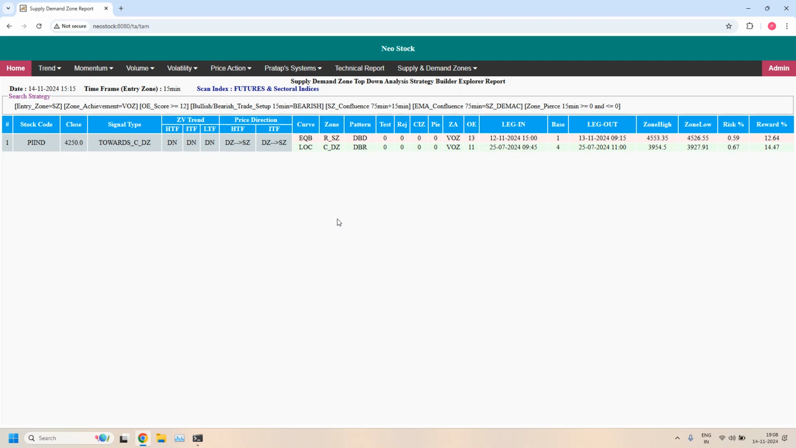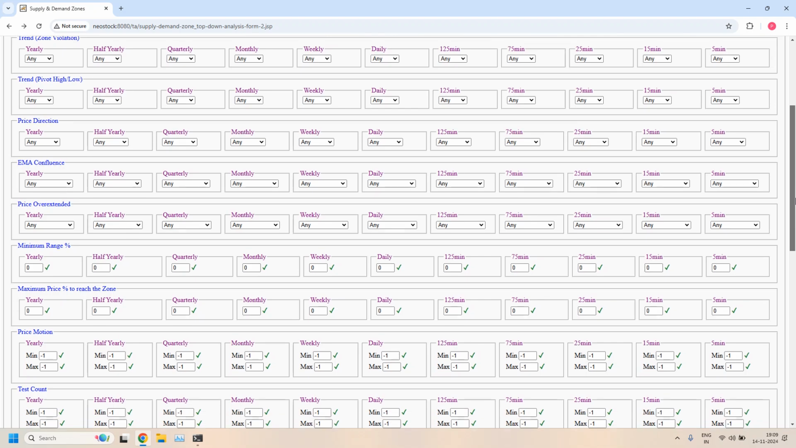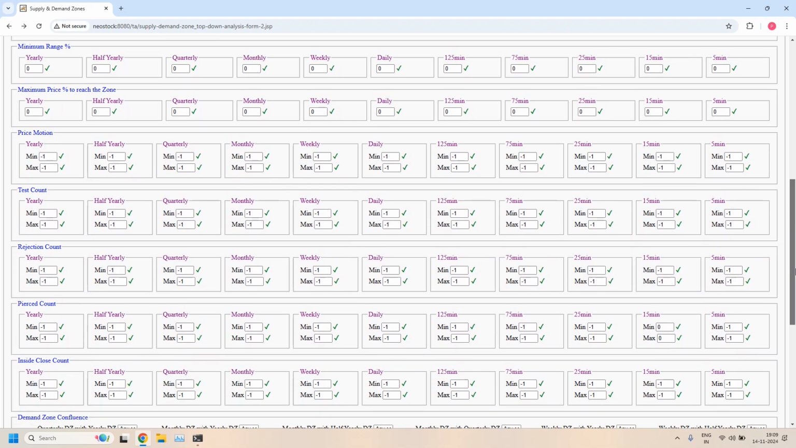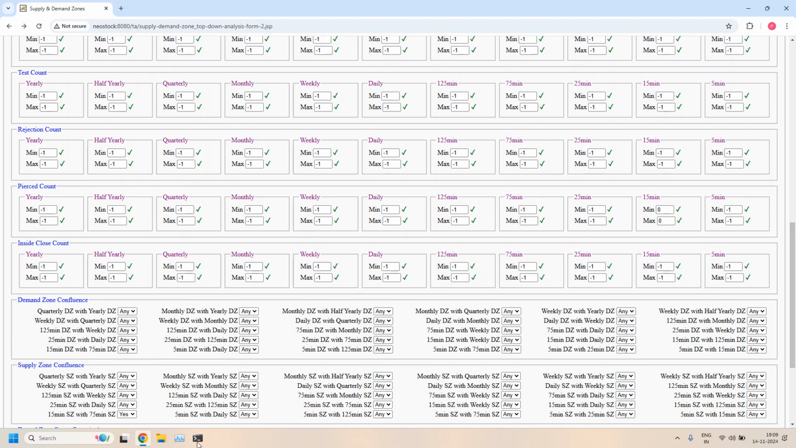Okay, next let us look for LTF, ITF and HTF supply zone confluence. I'm removing the EMA filter. LTF, ITF, HTF supply zone confluence. That means 15 minutes, 75 minutes and daily zone confluence, supply zone confluence. Already the first filter is enabled, 15 minutes with 75 minutes supply zone. Second filter, 15 minutes with the daily supply zone confluence filter is enabled. And third filter, 75 minutes supply zone with daily supply zone confluence filter also enabled.